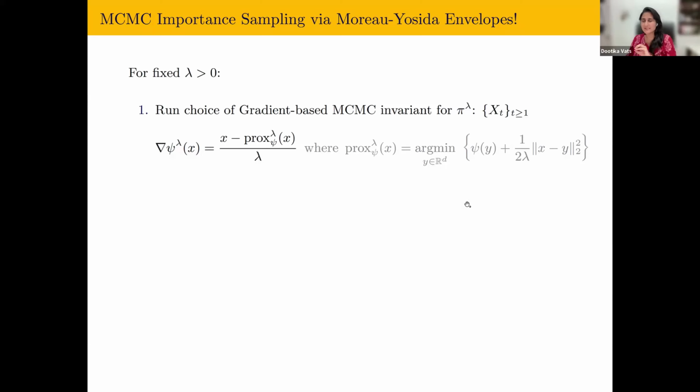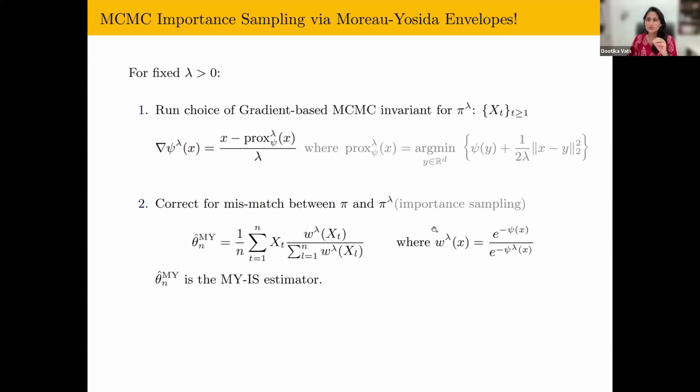And that's it. Once I have my samples, these are unfortunately from pi lambda, not pi. And so what we can do is then we can correct for the mismatch between pi and pi lambda by constructing these self-normalized importance sampling adjustments, which is what we finally call theta hat n MY, MY standing for Moreau-Yosida. So our final estimator of theta then is theta hat n MY.